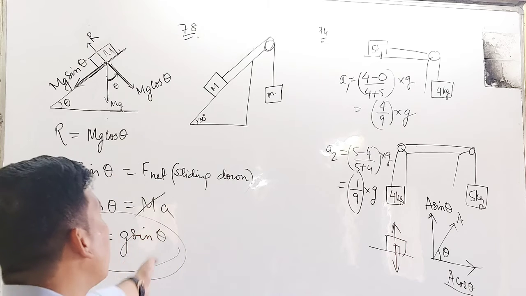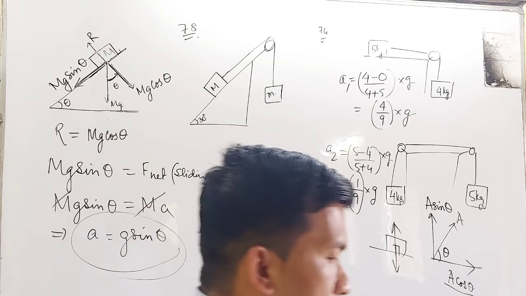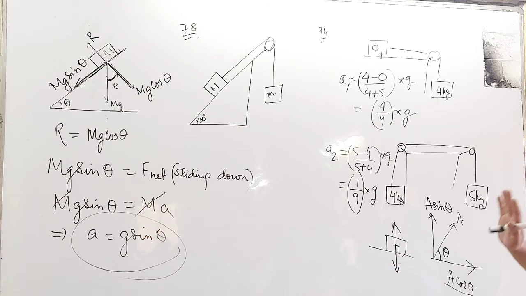If you know this concept, we have to apply it across your question 78. Let me explain in a simple way. You have to simply understand that there is only one unbalanced force, mg sin theta, down the inclined surface, and due to this unbalanced force your object kept on the inclined surface tends to slide down.